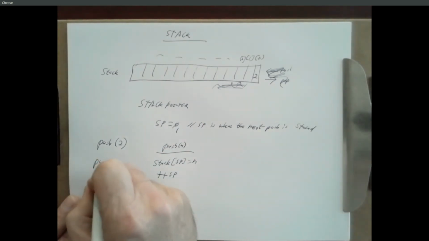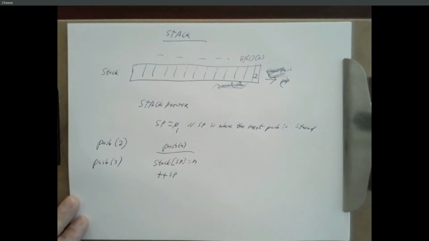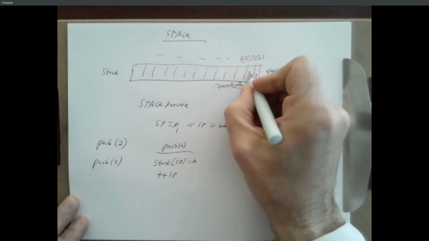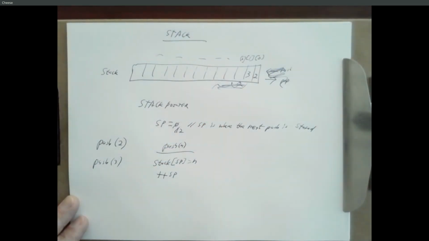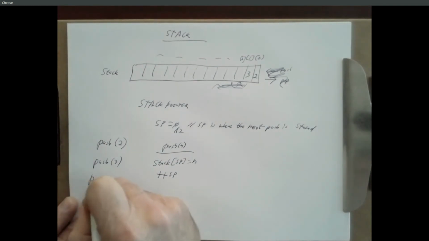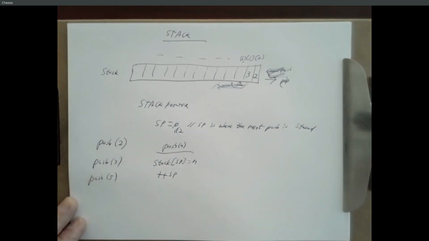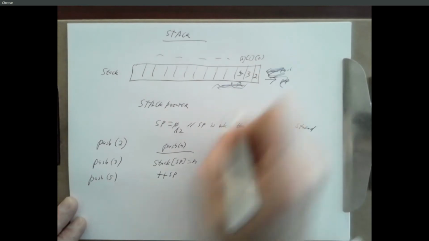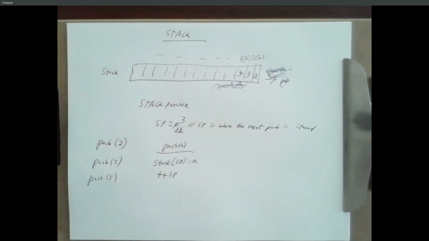If I push a 3, I'm going to store that at location 1. I'm going to increment my stack pointer. Push one more thing, which is a 5. Going to store that at location 2. I'm going to increment my stack pointer. So you got the idea of pushing, right? We're just going to keep putting things in here, incrementing the stack pointer to tell us where to push the next thing. Okay, so how do we pop?